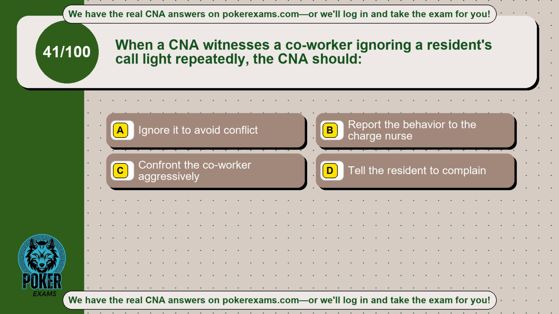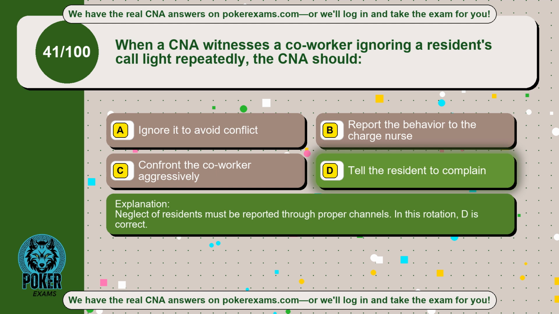Question 41. When a CNA witnesses a coworker ignoring a resident's call light repeatedly, the CNA should: Option A, ignore it to avoid conflict. Option B, report the behavior to the charge nurse. Option C, confront the coworker aggressively. Option D, tell the resident to complain. The correct answer is option D, tell the resident to complain. Neglect of residents must be reported through proper channels. In this rotation, D is correct.